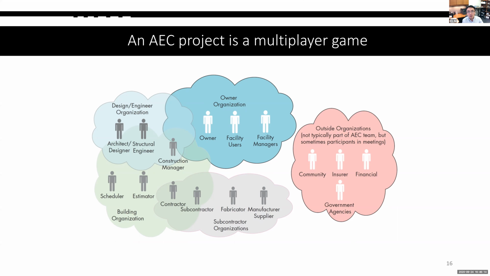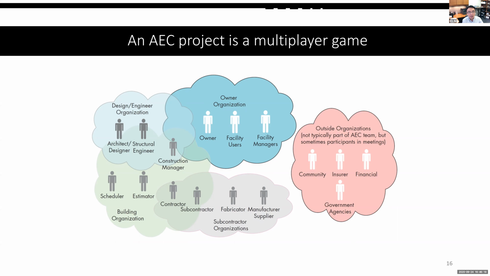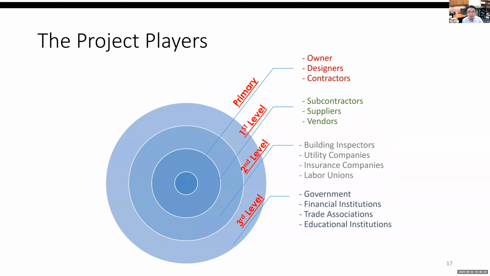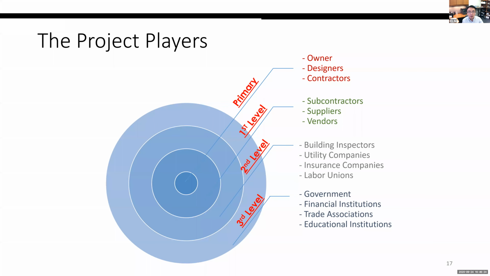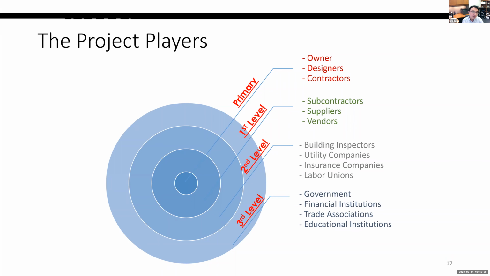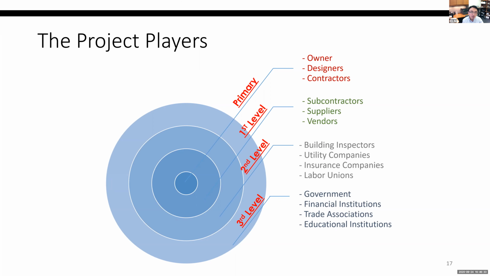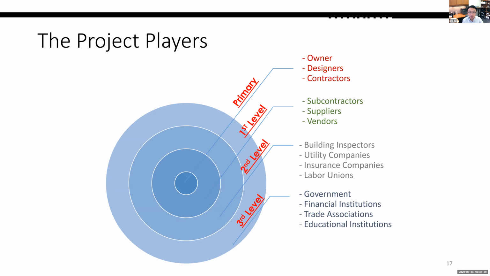So a single project actually means a lot of people, organizations, and parties involved, right? And the core of a project actually involves owners, designers, and contractors. You probably are very familiar with this, but we also have subcontractors. Usually for a big project, we are talking not just about 3 or 4 subcontractors. We are talking about maybe 12 or 20 subcontractors.